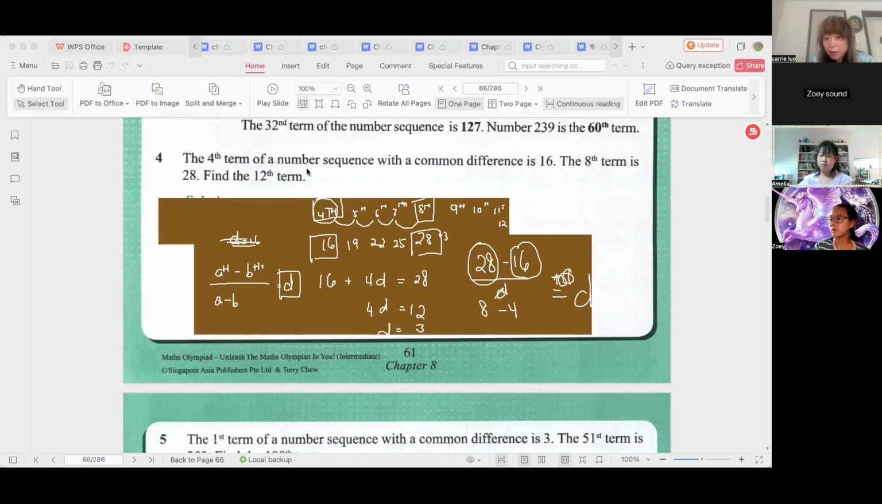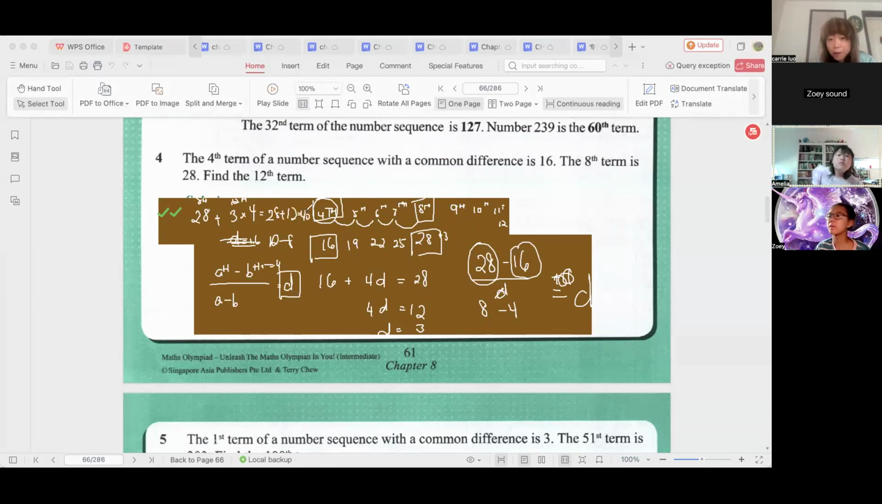Sorry. So let's take a look at the next question. Find the 12th term. How do we do it? We can just do plus 3, plus 3. So how many 3s are there, starting with 28? Starting with 28, which is the 8th term, and we want to find the 12th. So 12 minus 8 equals 4. So basically it's 28 plus 3 times 4, equals 28 plus 12, equals 40, right?